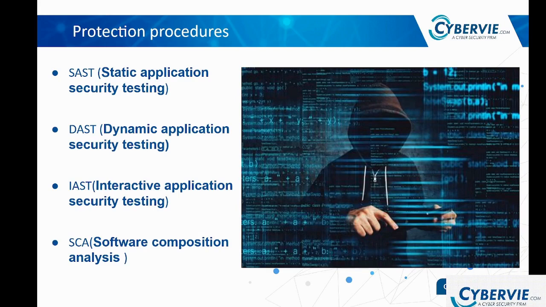First is SAST or Static Application Security Testing. It's a white box testing method with access to source code at rest, which identifies weaknesses that may lead to a vulnerability and then generates a report. Next is DAST or Dynamic Application Security Testing. It tests an application's security posture by applying different attack types to the running application. It doesn't require access to the application source code, making it a black box testing method.